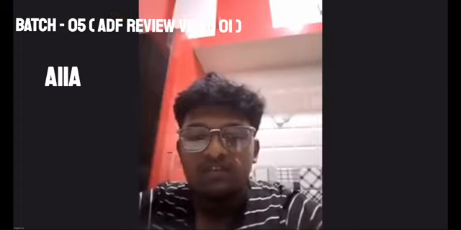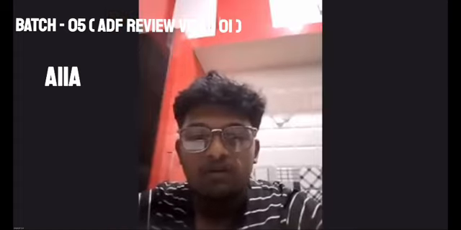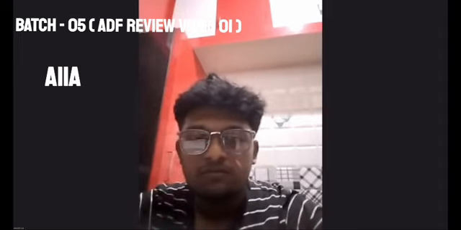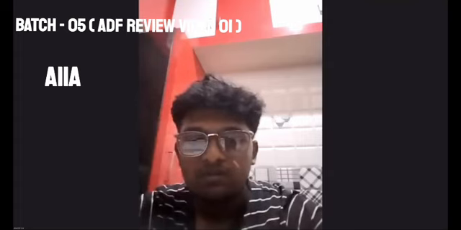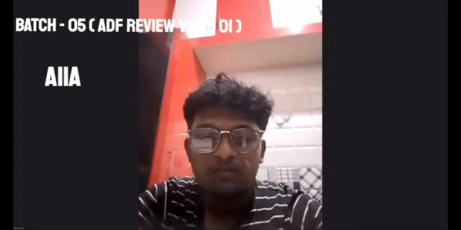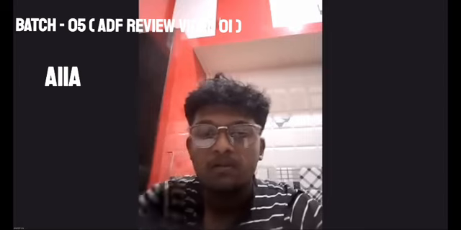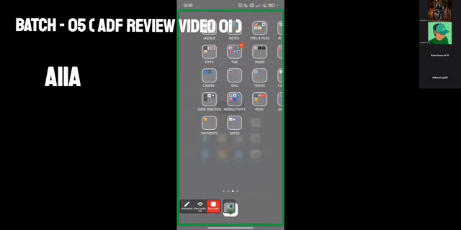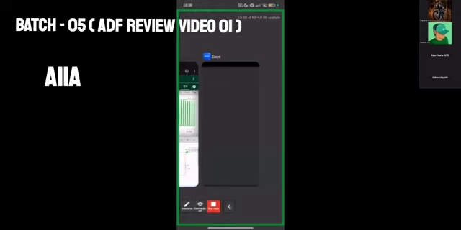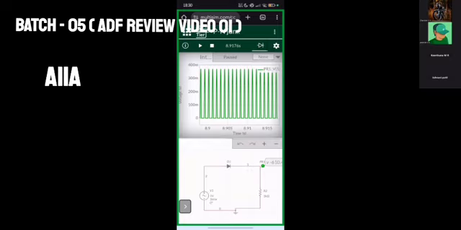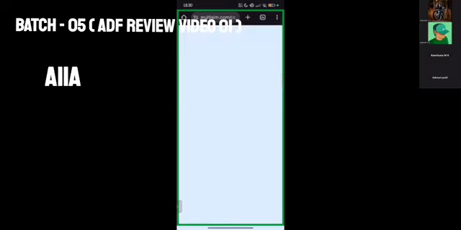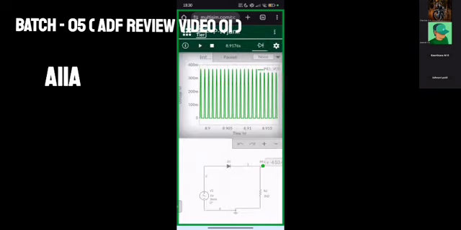Now I will share my screen, so we can see in this Multisim simulator the below diagram is the circuit.